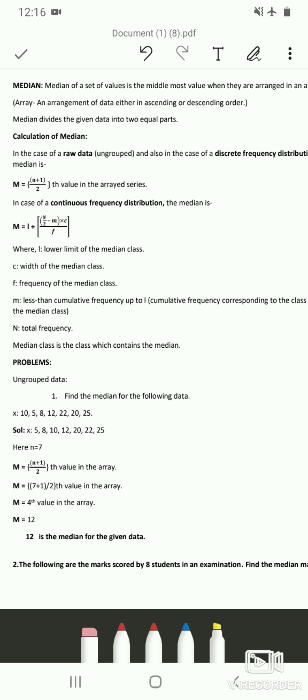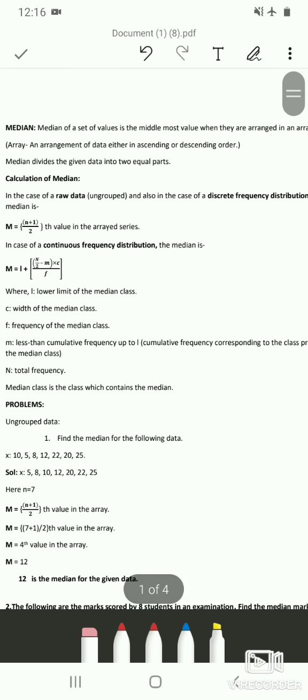In the previous video we had seen what is arithmetic mean and how to calculate arithmetic mean for given ungrouped data or discrete data and for continuous data. So in today's class we'll see the next measure of central tendency, that is median.